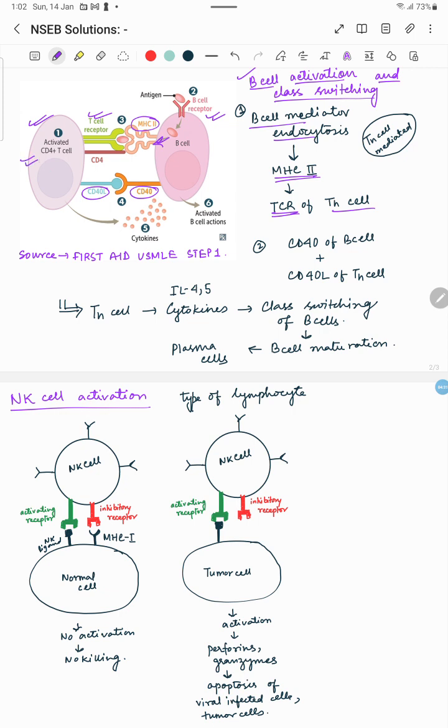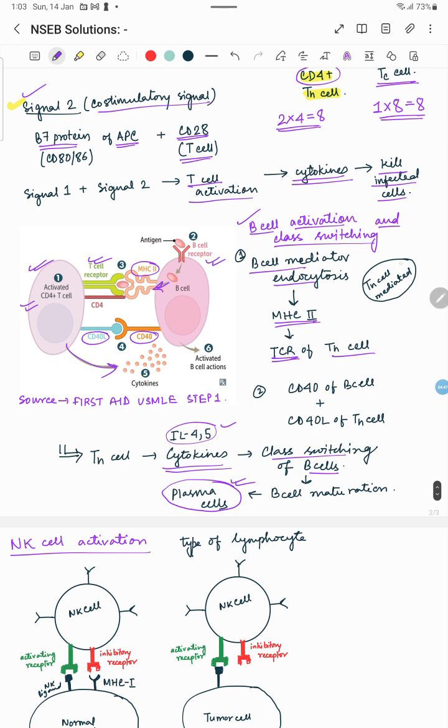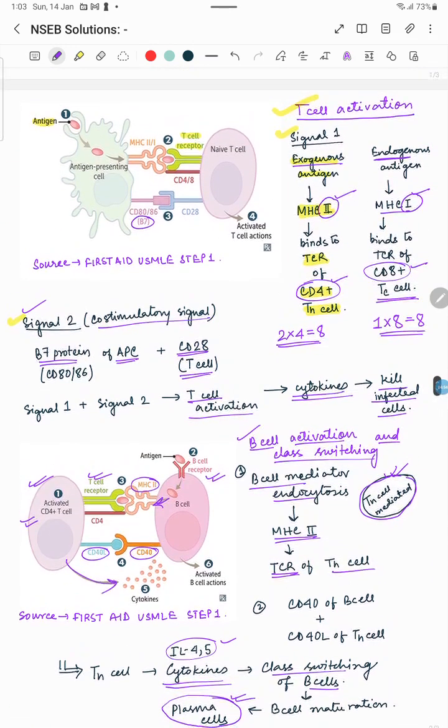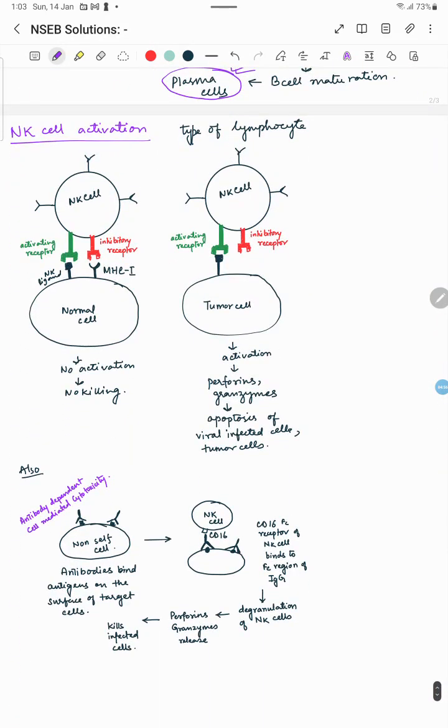Okay, after this what happens? There are several cytokines that are released from our T cells. This can be interleukin 4, interleukin 5. There is the class switching of the B cells and it matures to the plasma cells, which produce the several antibodies which are necessary. So this is the T cell mediated activation of the B cells, which requires this MHC. Right? Now coming to the NK cell activation.